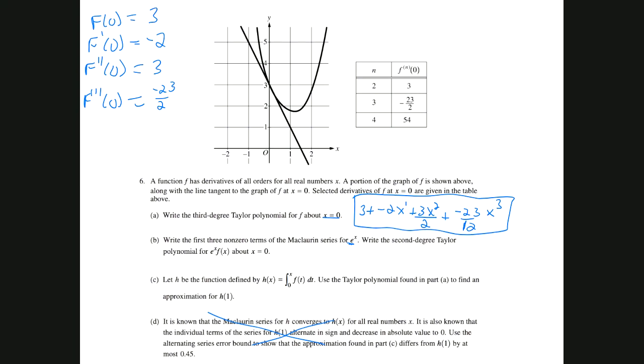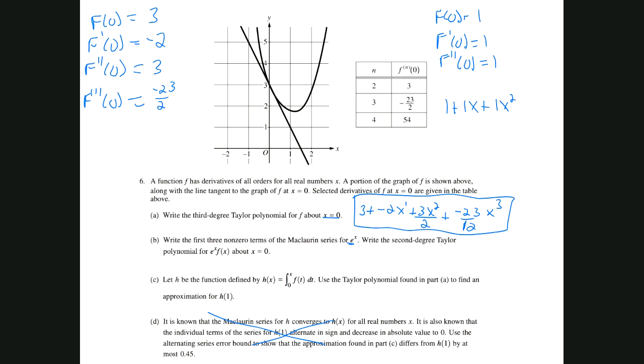And then it says write the second degree Taylor. So let's do e to the x. It says write the first 3. Okay, so f of 0 equals 1. f prime of 0 equals 1. f double prime of 0 equals 1. And how many did they write? The first 3 non-zero terms. Okay, so this should give us 3 terms, right? So that's going to be 1 plus 1x plus 1x squared over 2.